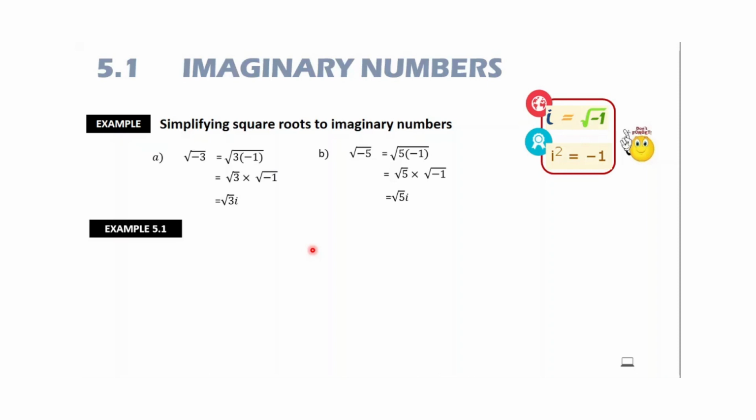Example 5.1. We have square root of negative 4. Separate negative 4 and separate 4 and negative 1. You get 4 multiplied by negative 1. Separate the square root. Put square root of 4 multiply square root of negative 1. And then square root of 4 we can find the value as a whole number, which is 2. And then this one is i. So the final answer is 2i.